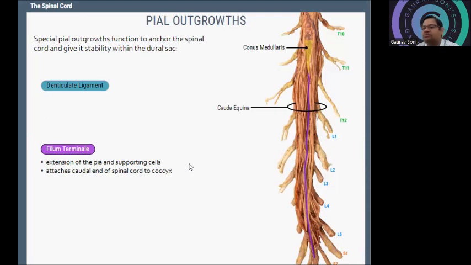So pial growth basically what is it? It is for fixing. So denticulate ligament fixes in the lateral sides, both the lateral sides, and filum terminale fixes in the straight line till the level of caudal end of spinal cord to the coccyx. So pial outgrowth is nothing, it is just an anchoring structure of the spinal cord, to keep it straight in one line. These are outgrowths which help in anchor, that is support.